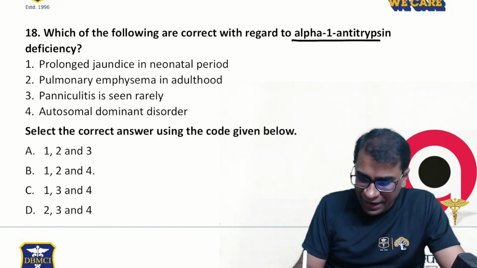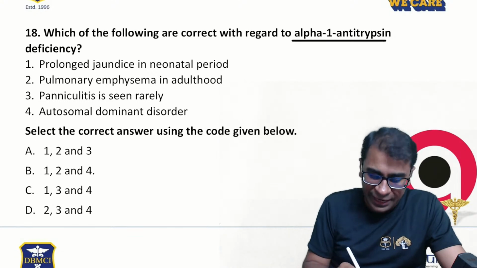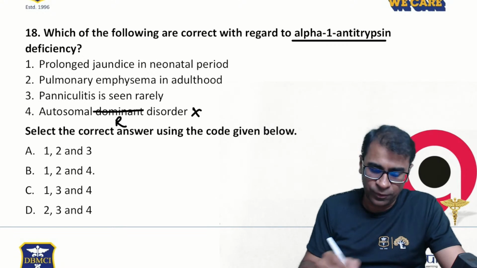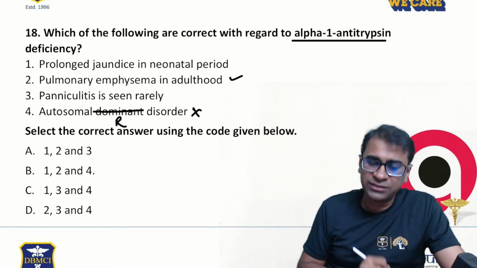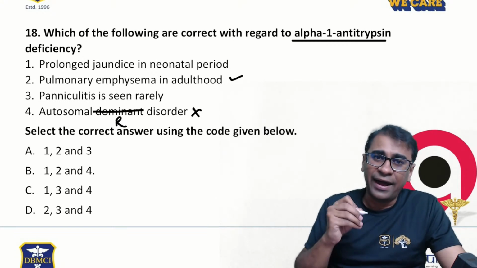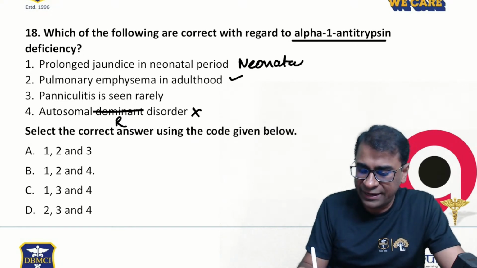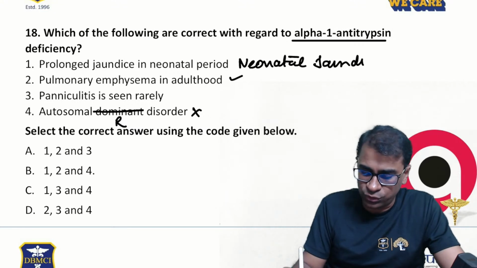So in alpha-1 antitrypsin deficiency, you all remember it is autosomal recessive. Okay, this is the wrong answer. Emphysema, you all know, can be seen. And alpha-1 antitrypsin is a very important cause of neonatal jaundice also.